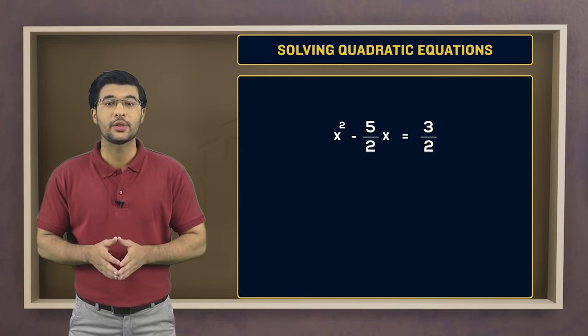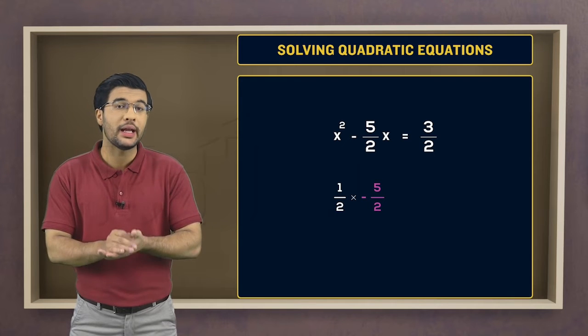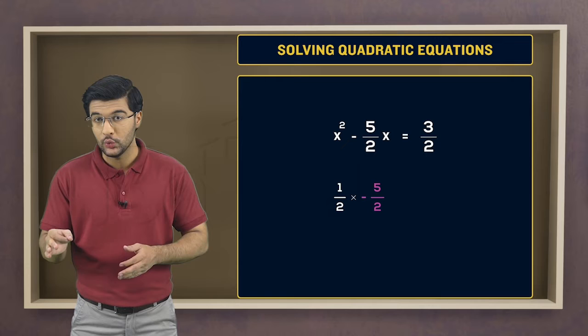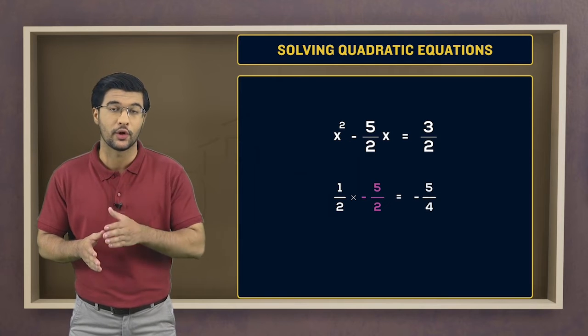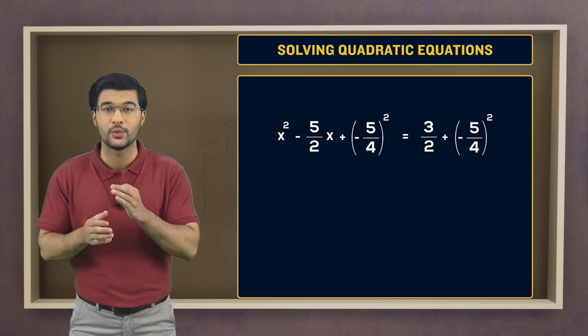Now, the next step is to take half of the coefficient of x, or in other words, multiply it with 1 upon 2. Doing that to negative 5 upon 2 will give us negative 5 upon 4. And then add its whole square to both sides of equation 1.